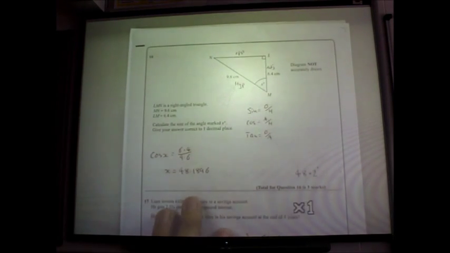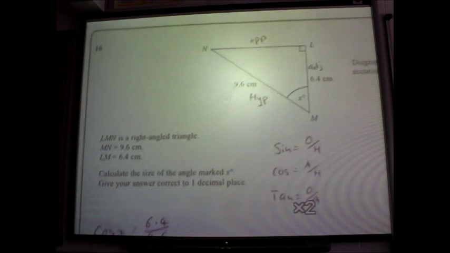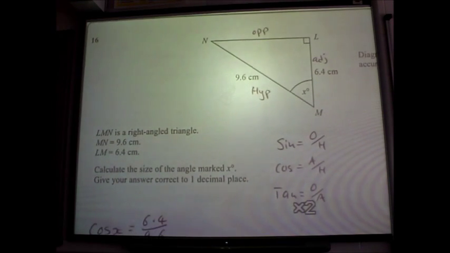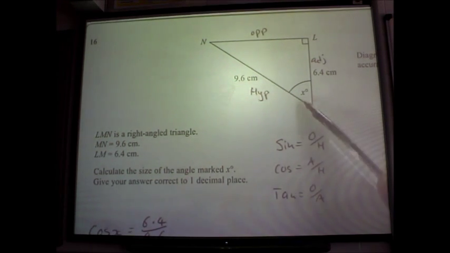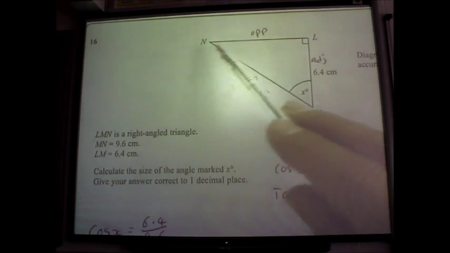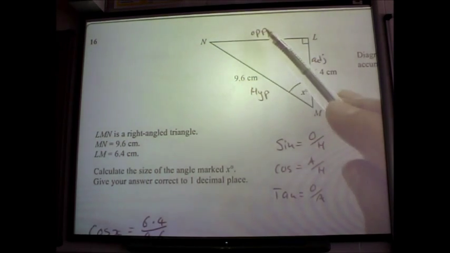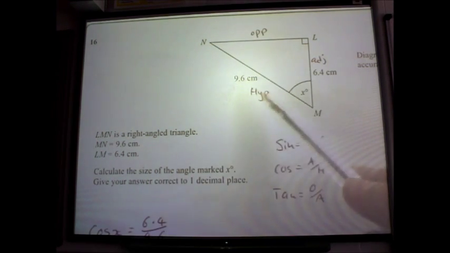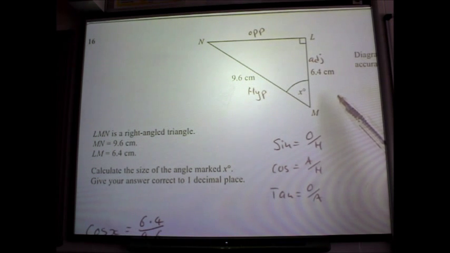Question 16. Very classic trigonometry question this. There's your triangle. We have got to find the angle marked x. So what I've done, I've labelled it up. The side opposite the angle is the opposite. The long side's the hypotenuse and the other side is the adjacent.